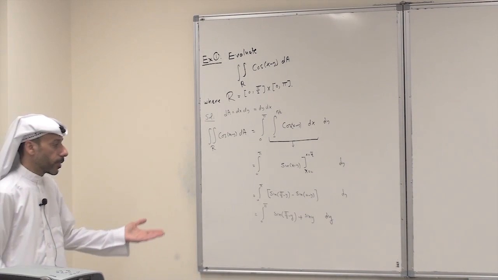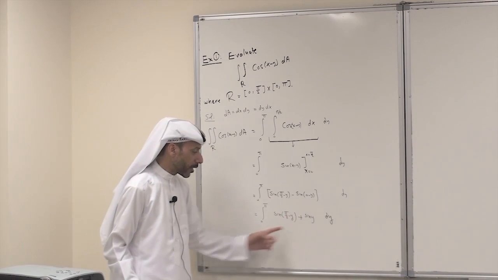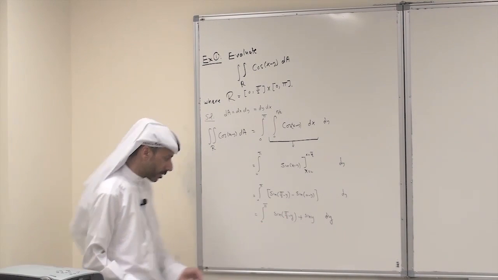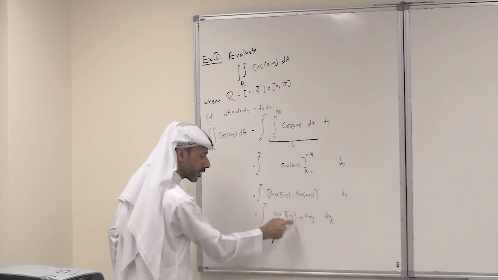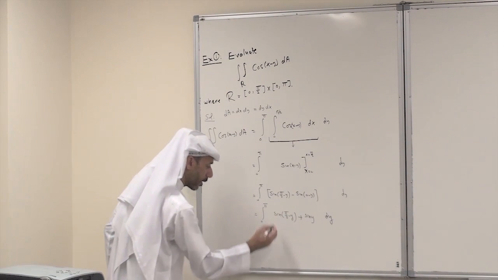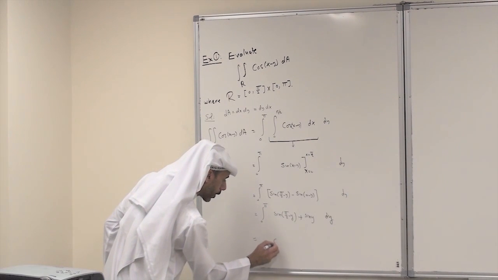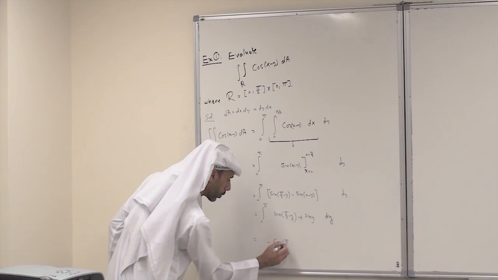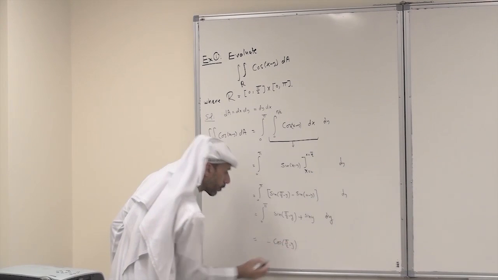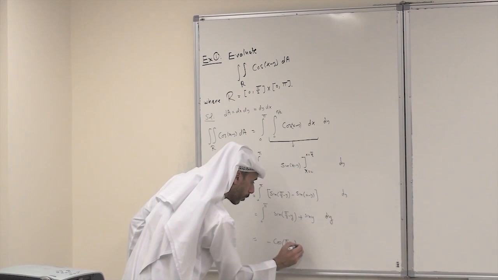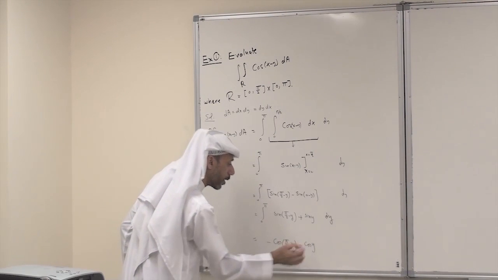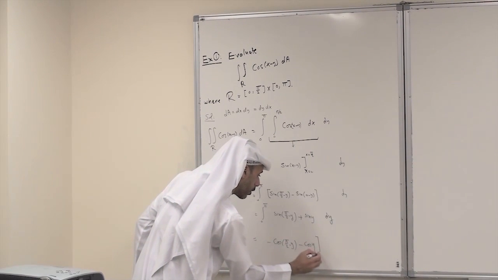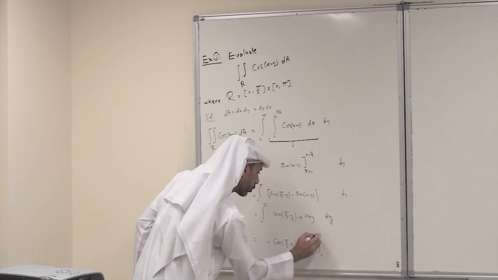Now we integrate with respect to y. So here really it is an integration of calculus 2. Simple integration. For the first one, you can use substitution if you want, and you get cosine of pi over 2 minus y, minus cosine y, from 0 to pi.